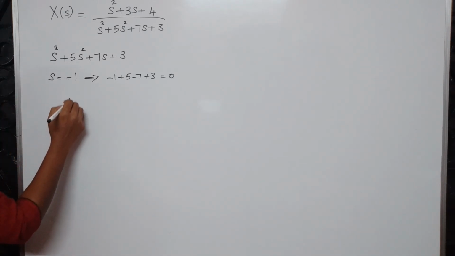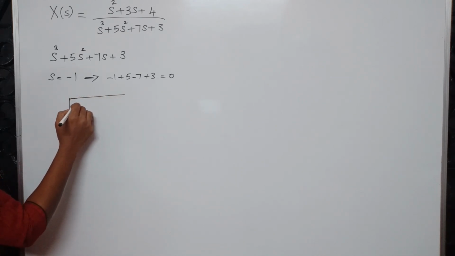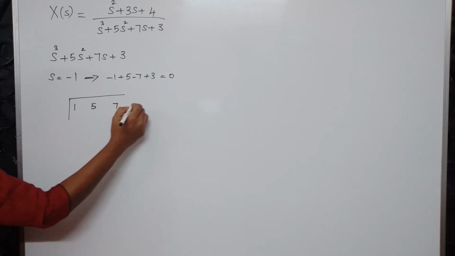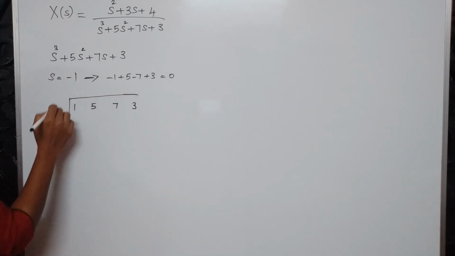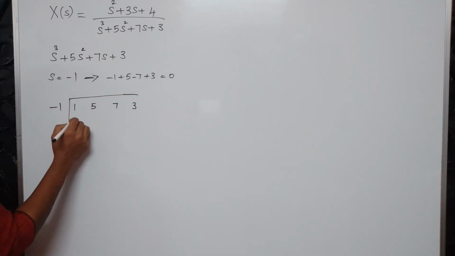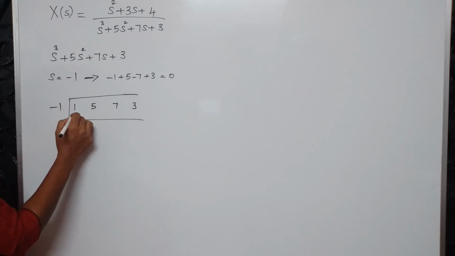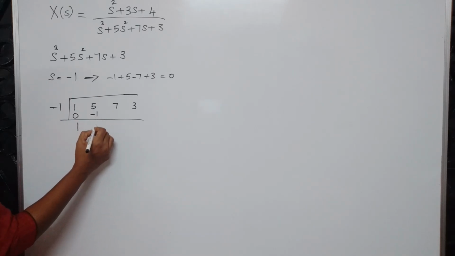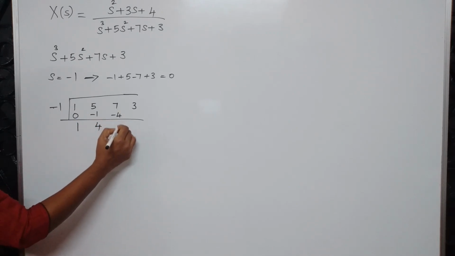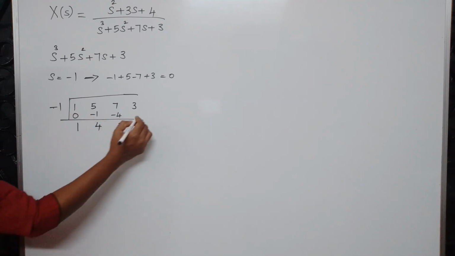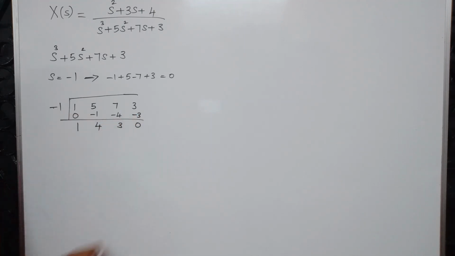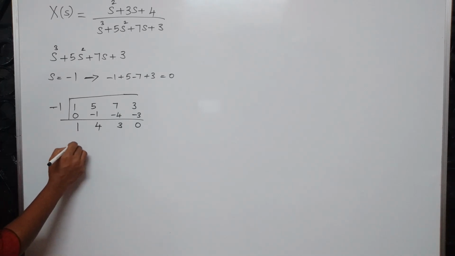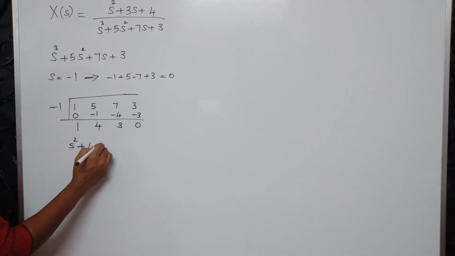Once we get one factor, we can find the other by taking the coefficients of this: 1, 5, 7, 3. One factor we got is minus 1. The first, you just take it down. 1 into minus 1 is minus 1. 5 minus 1 is 4. 4 into minus 1 is minus 4. 7 minus 4 is 3. 3 into minus 1 is minus 3, which will be 0. So this can be written as s square plus 4s plus 3.